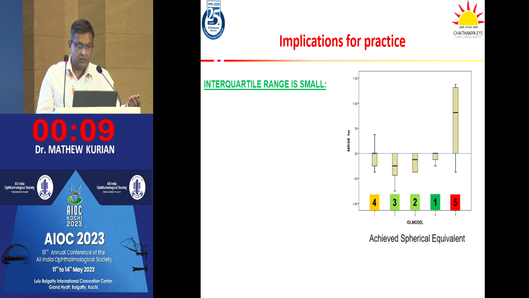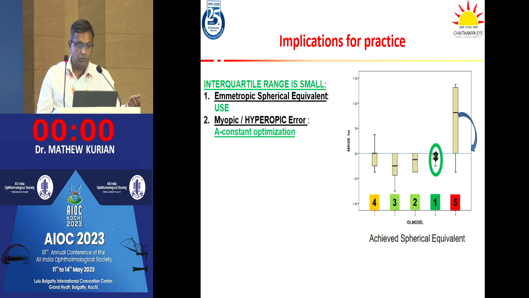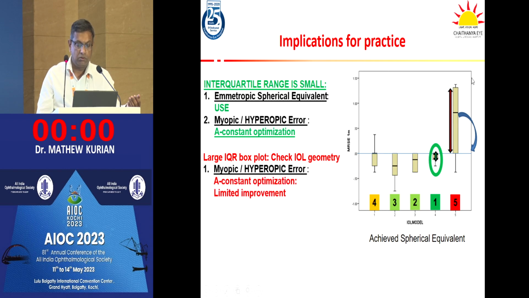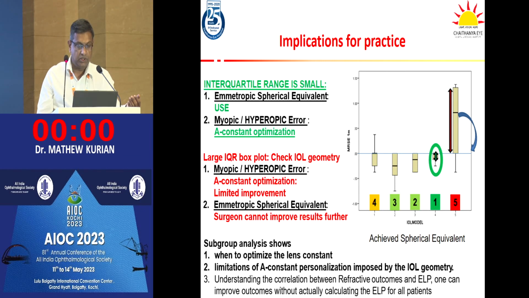So the implication for practice when we do this kind of analysis is to look at the interquartile range when you do the box plot. When you have a very narrow interquartile range like that, you can certainly choose to use this IOL because it's good. When you want to optimize, you just need to move that whole thing down. When you have a very large interquartile range, you need to check the IOL geometry, because even if you move the whole median down, you still are going to have a fairly large spread, and that is going to be the limit of the results that you can achieve.